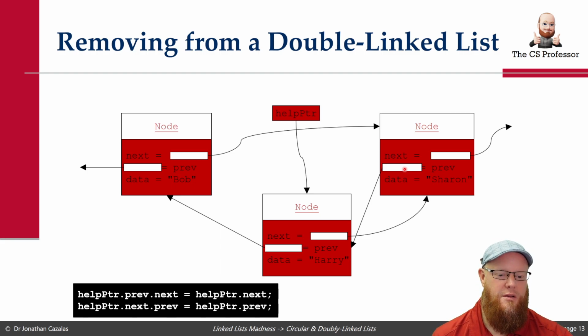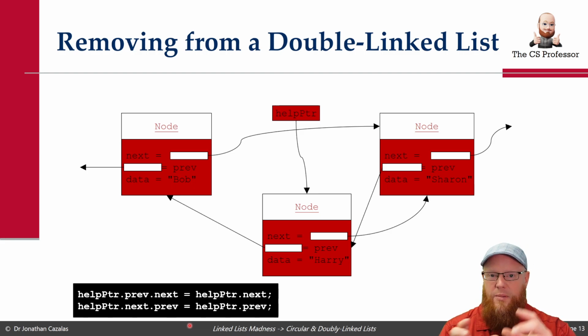Well, how do you get there? How do we get to this previous of Sharon? Via help pointer. Help pointer dot next brings us over to Sharon dot previous. That's that address right there. Help pointer dot next dot previous. And what are we going to put in help pointer dot next dot previous? We're going to put the address of Bob, which is, here's Bob, and what was his address? Help pointer dot previous. And those are those 2 lines of code.